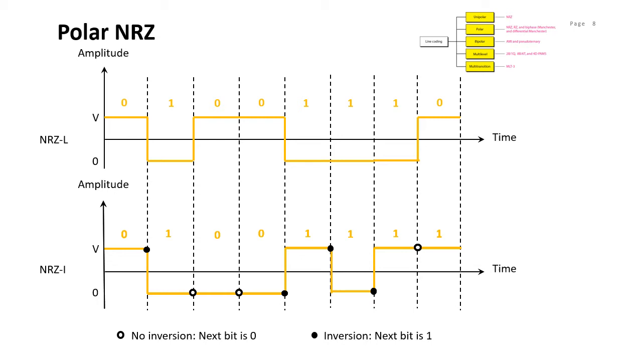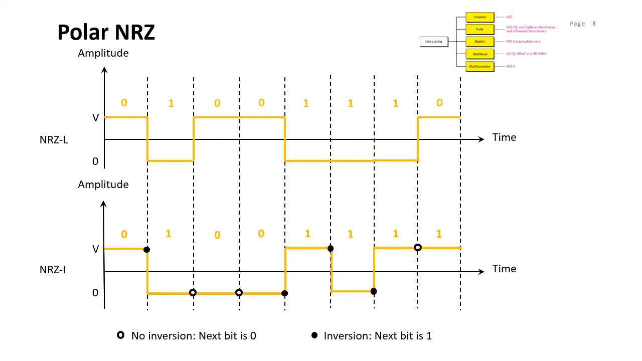If there's a change, like for example here from 0 to 1, there's a change, so the next bit is 1, meaning that for the second bit, which is 1, there's an inversion in the level of the voltage. And then if there's no inversion, then the next bit is 0. If you know that the bit is 0, that means there's no inversion, and you continue.